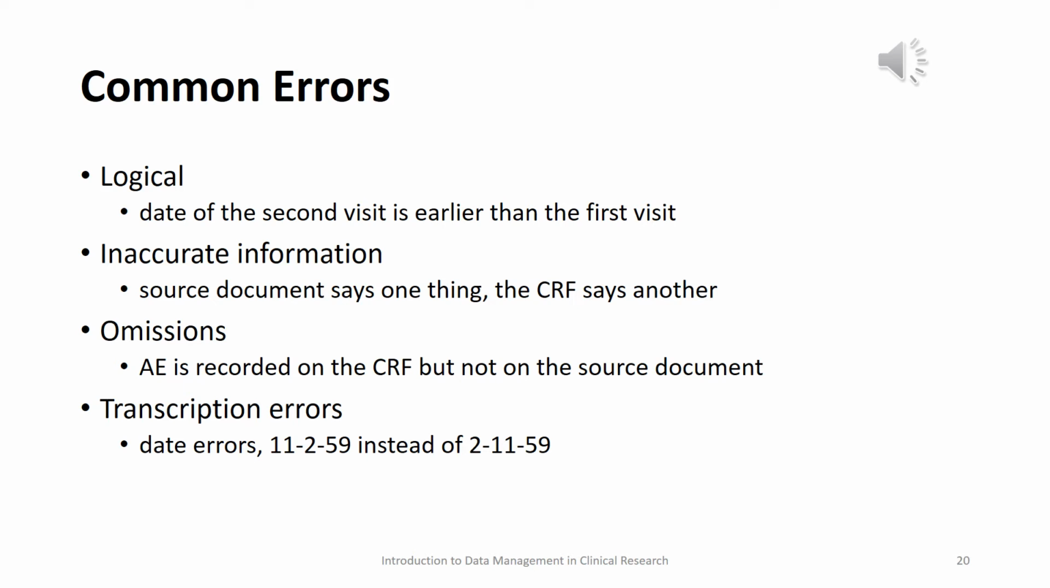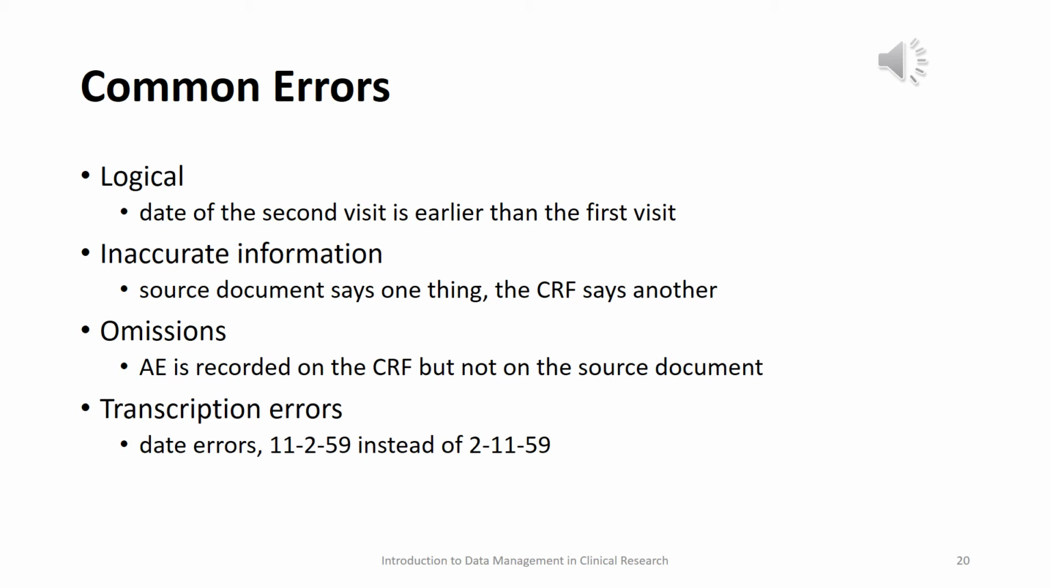We've got inaccurate information, a source document that says one thing and a CRF that says another. So on the source document, it says the patient's blood pressure was 130/95. Then on the CRF page, it says the patient's blood pressure was 120/80. So we'd want to make sure we query the site about that and find out which one is indeed the correct value. We may have some omissions.